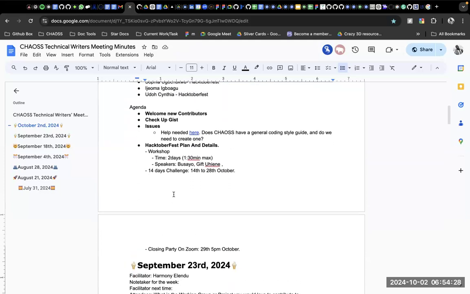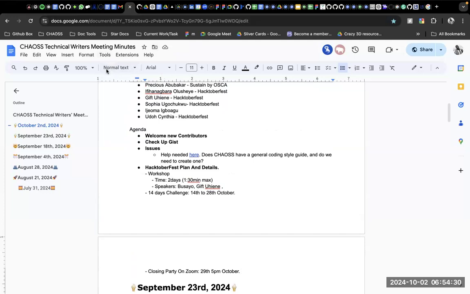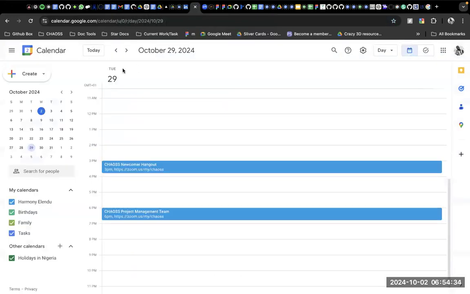Then for the workshop, what time should we look at? Let's look at the calendar. If we are going to start on the 14th, I think we should do the workshop a bit close, between 11 to 13, so there's not a long gap after the workshop to actually start. Yeah, that makes sense.